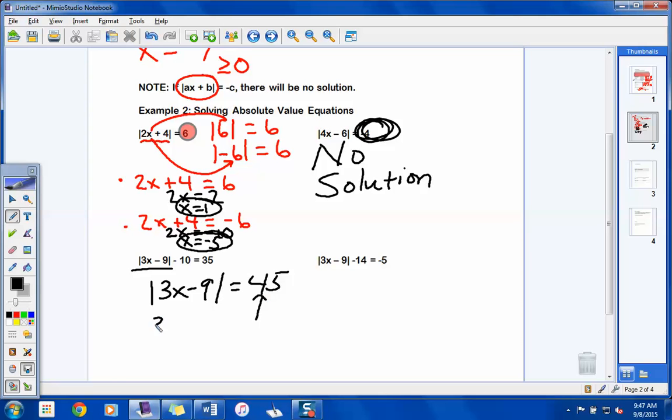So here we go. 3x minus 9 is 45. Can I get a volunteer to solve that one for me? Kelly, you've got it? How about the next one? 3x minus 9, that would equal what here, guys? 3x minus 9 equals negative 45. Kelly, just do it at your desk and get me a solution, okay? How about a volunteer to do the second one?